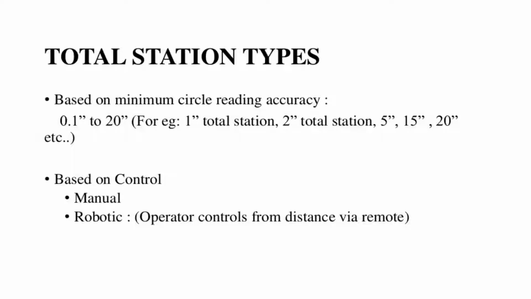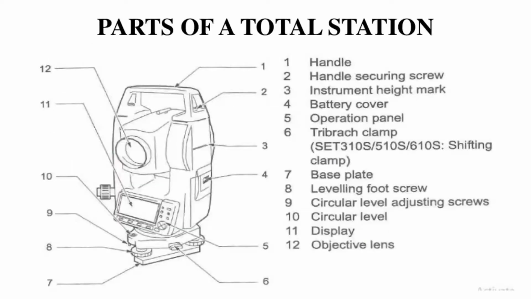So types of total station. Based on minimum circle reading accuracy, 0.1 second to 20 seconds. For example, 1 second total station, 2 second total station, 5 second, 15 second, 20 second, etc. Based on control, it's manual, robotic, semi-automatic total station, automatic total station, servo-driven total stations, etc. Operator controls from distance via remote mode.